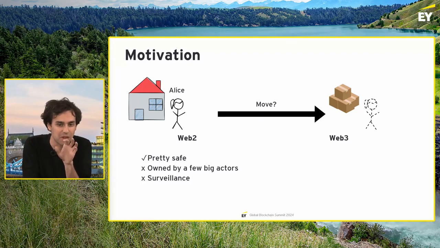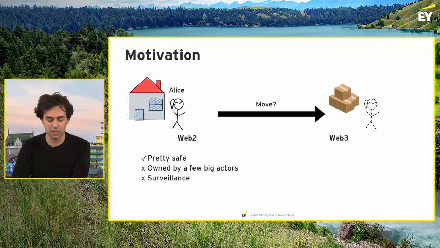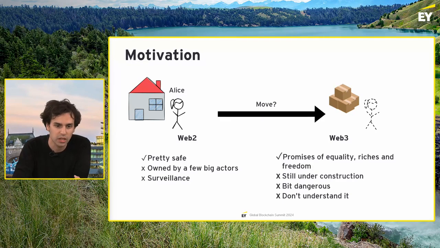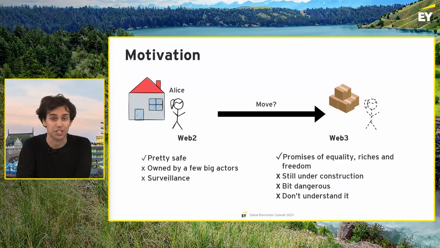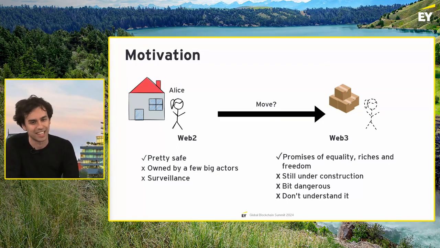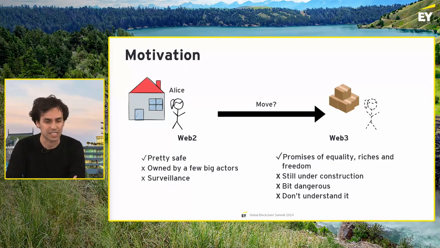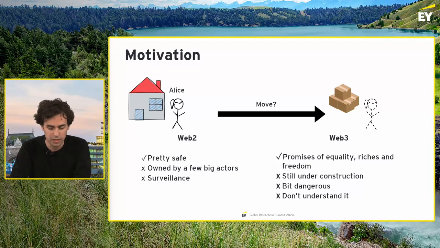So we have this maybe Alice in Web 3, and we have a few boxes. And the boxes now don't represent Alice's house. They represent sort of the minimal data that Alice would need to bring with her to use Web 3 meaningfully. Why would she want to go there? Well, there are nice promises of equality. Web 3 is decentralized. Everyone is the same. There are promises of riches. Bitcoin hit an all-time high. Dog with hat is pumping. Alice loves this stuff. And there's also a promise of freedom, censorship resistance, and again, decentralization. So Web 3 sounds great.